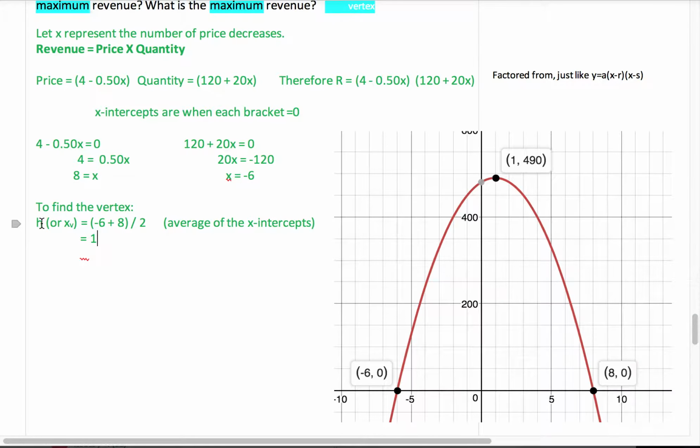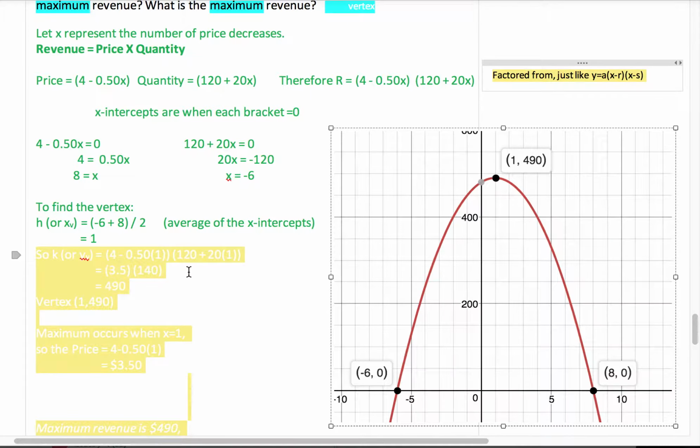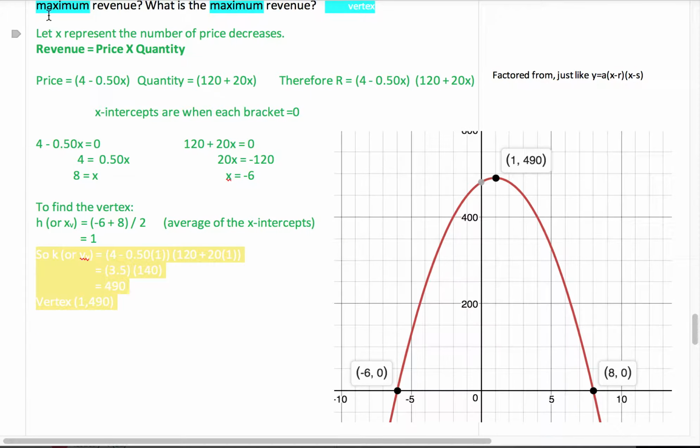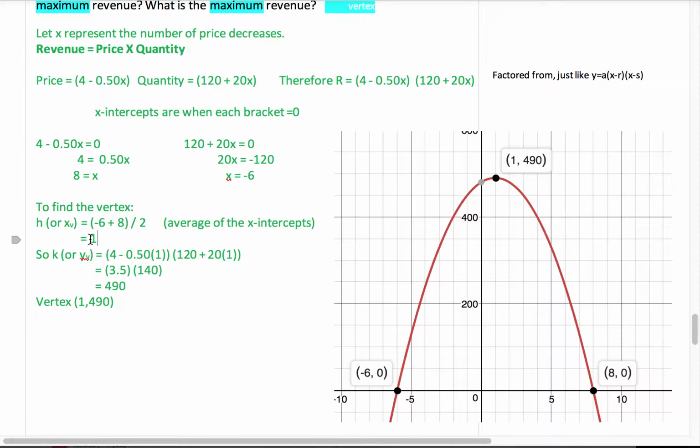Sometimes we call that h. And then once we know that, we can sub that back into the full equation to find the y-coordinate. Right, we sub here. We take that 1 value, which was here, and we sub it into the original equation. X is now replaced by 1, there and there. Both places, there and there. And we can calculate that. 3.5 times 140 is 490. So the vertex is 1, 490.